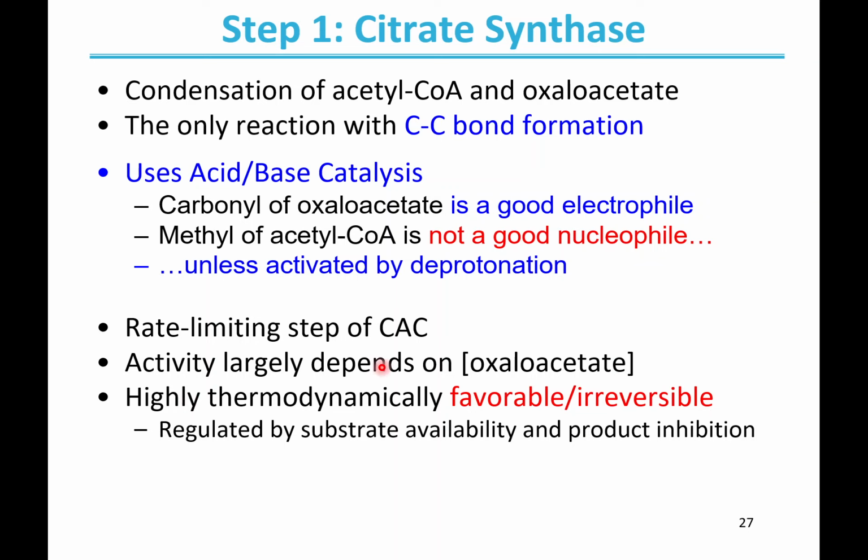The activity of this enzyme, citrate synthase, really depends on the concentration of oxaloacetate. This is a very favorable reaction, but it is the rate-limiting step of the citric acid cycle. So why is that? Well, it's regulated by substrate availability and also product inhibition, but mainly substrate availability. In general, the concentration of oxaloacetate is fairly low in the cell, and whenever you have oxaloacetate, as long as the products of this reaction aren't inhibiting, this reaction goes forward.